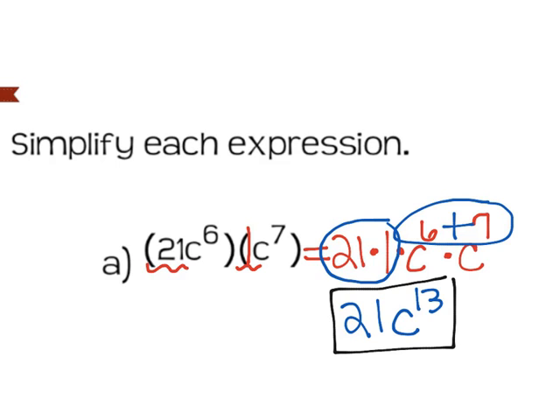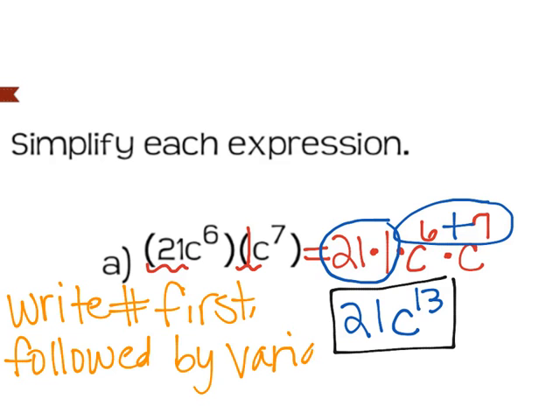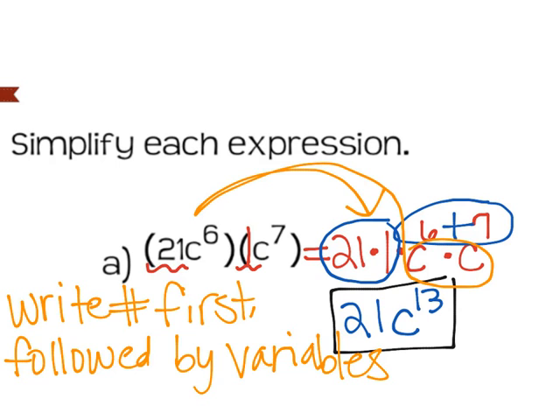One thing I want to write down for you is this to help you remember. You write numbers first, followed by variables. So as you can see, when we expanded this, we wrote the numbers first, or coefficients, and then we took care of the variables.